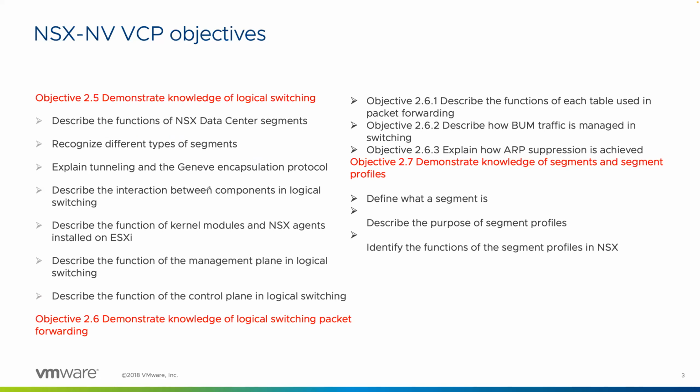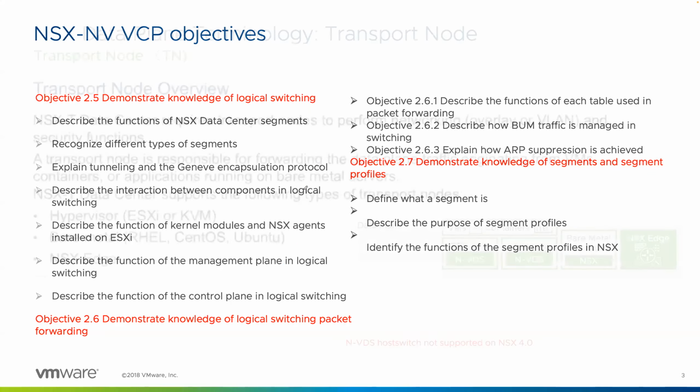From the VCP-NV point of view, we have a lot of objectives related to switching. If we look at the blueprint, we have objective 2.5, talking about logical switching, and 2.6 and 2.7. A lot of chapters and objectives are related to switching, so let's go over a lot of detail and get into that.